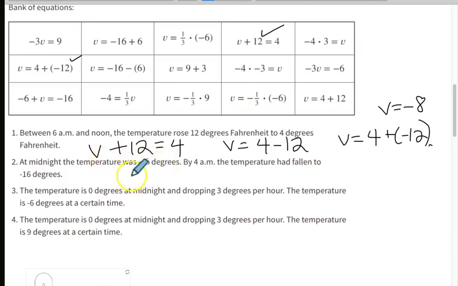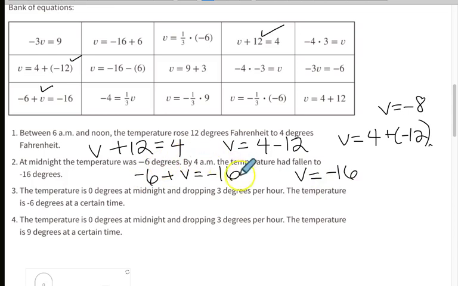At midnight, it was negative 6 degrees. By 4 a.m., the temperature had fallen to, so it's negative 6 plus something, and we end up with negative 16 degrees. So negative 6 plus V equals negative 16, which is here. I could also take this negative 6 and put it on this side. So V equals negative 16.